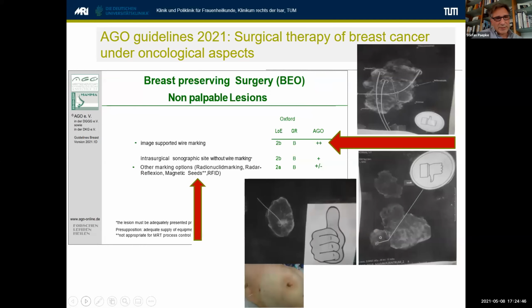These are the new guidelines from March 21 regarding breast-preserving surgery. Image-supported wire marking is rated with a double plus, and all the other different markers, such as magnetic seeds, radar reflection, and charcoal, have a plus minus. It means you can do that, but it is related to the question of doing it in registries, and so we are doing that.